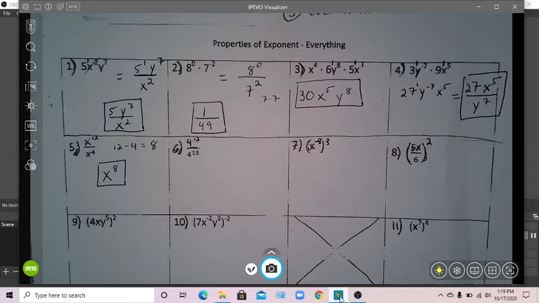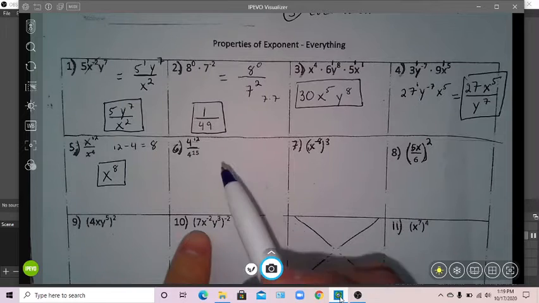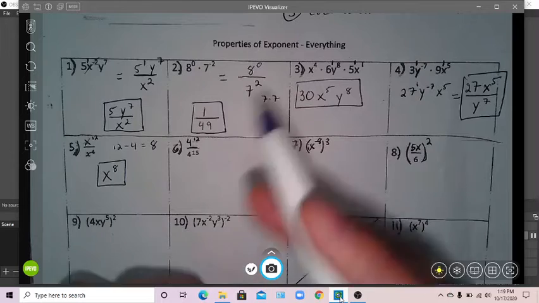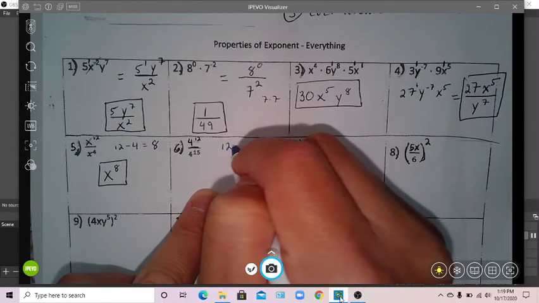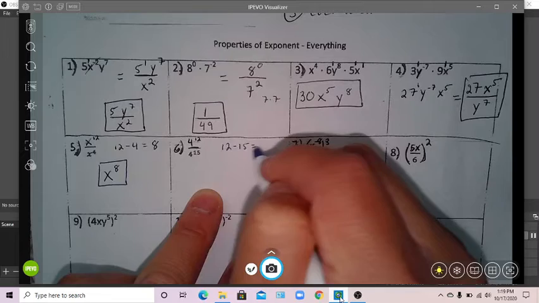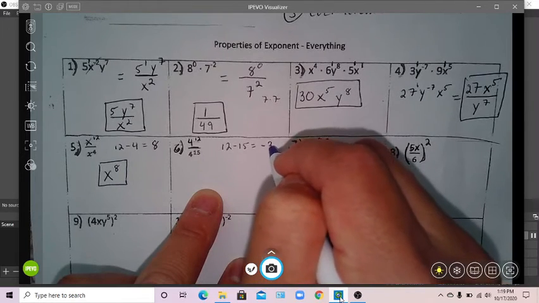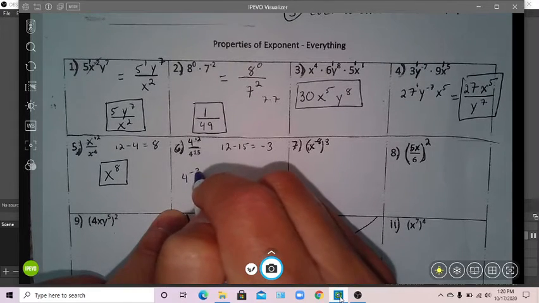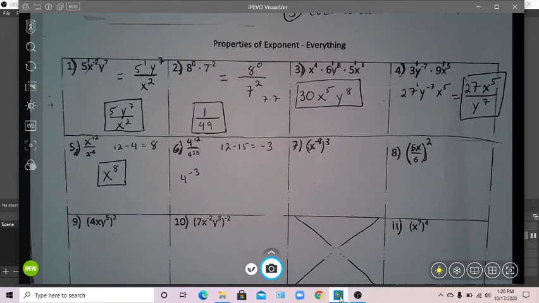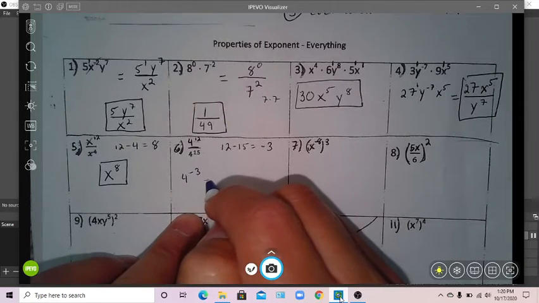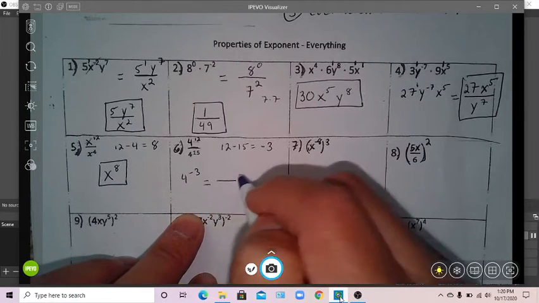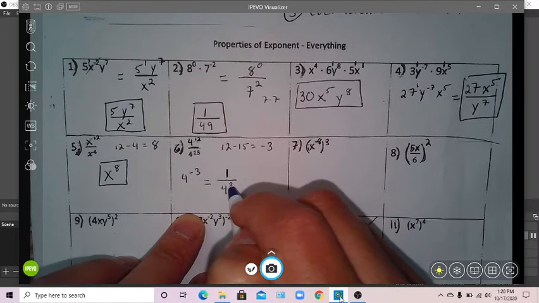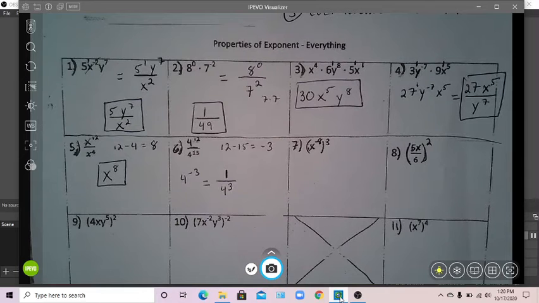The next one, alright, so the next one, the bases again are the same. They're both 4, and it's a division problem. So I'm going to subtract these exponents. This is 12 minus 15. 12 minus 15, the order matters. Okay, so this is a negative 3. So this is a 4 to the negative 3 power. It's a negative 3 exponent, so I have to rewrite it as a fraction. So 1 goes in the numerator. 4 to the negative 3 becomes 4 to the positive 3 in the denominator.